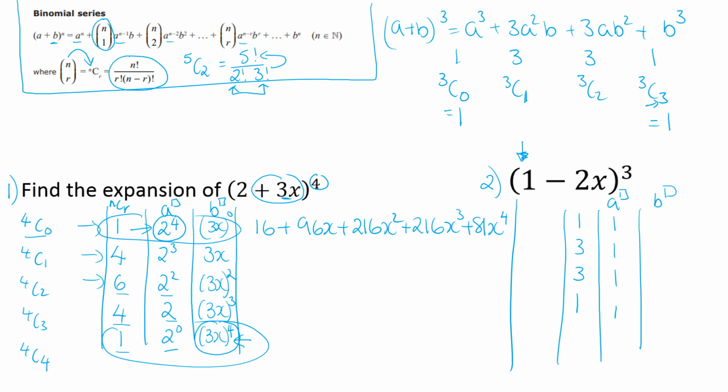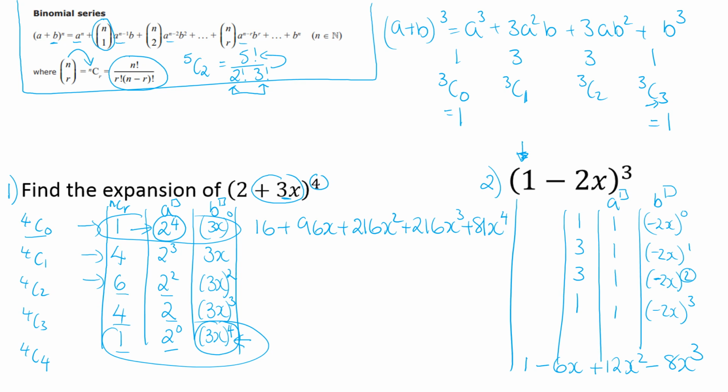Now this one will be minus 2x to the 0. And then we'll have minus 2x to the 1. Minus 2x all squared and minus 2x all cubed. So tidying up this one, we're just going to get 1, and then 3 times minus 2 will give us minus 6x, and then here, because we're doing minus 2 all squared, that's going to give us a plus 4 times the 3 is going to be plus 12x squared. And then this last term, we're just going to get minus 8x cubed.